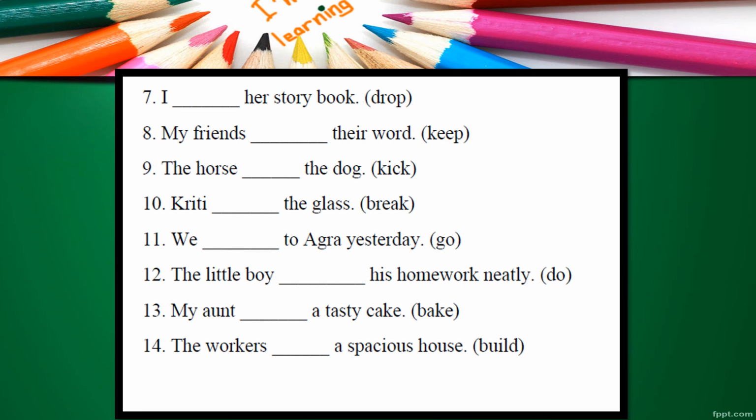The 12th one, the little boy dashed his homework neatly and the verb given is do. The 13th one, my aunt dashed a tasty cake and the verb given is bake. Now let's come to the last one. The workers dash a spacious house and the verb given is build.